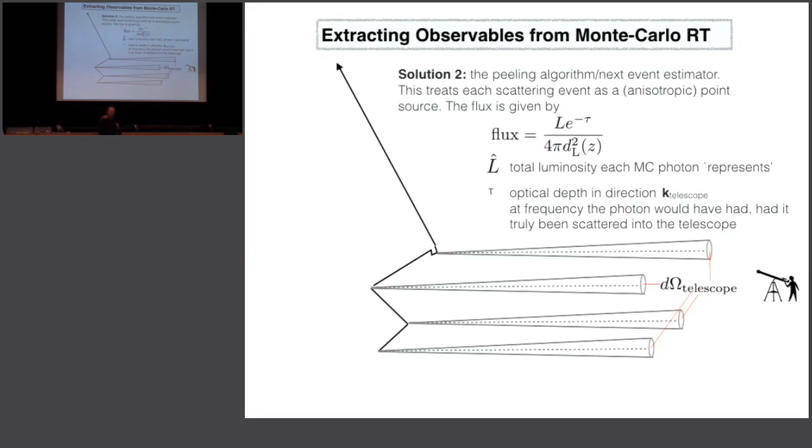Remember, I have this random path of Lyman-alpha photons bouncing around through a simulation. For each scattering event, what you say is that each scattering event corresponds to a single point source, and I'm just going to compute the apparent brightness of that point source. And you're going to repeat that for each scattering event, for each photon.